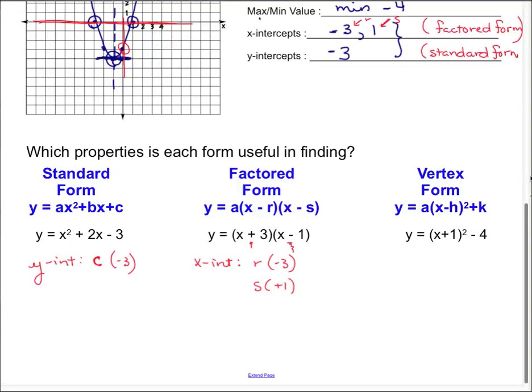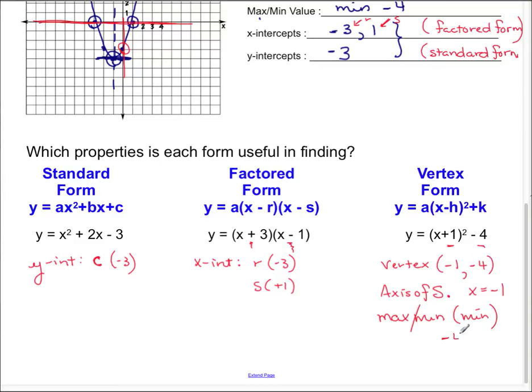Now, the vertex form gives us the vertex, and the vertex is going to be this and this, which is going to be -1. Remember, we've got to take the opposite sign, and -4. It gives us the axis of symmetry. I'm just going to say axis of s. We get that straight from the vertex, so x equals -1. And it gives us our max-min value. In this case, it's a minimum. And that value comes straight from the vertex. The lowest it possibly gets to is -4.